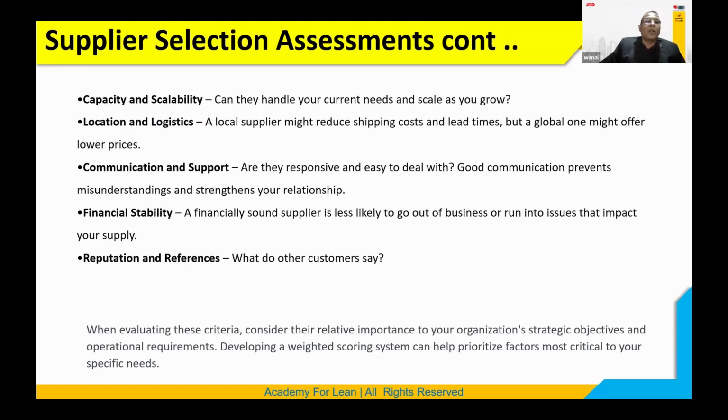Apart from that, basically you can look at capacity and scalability, location and logistics, communication and support, how their communication is. Sometimes they don't have someone to communicate. They're very poor in communication. Maybe language barriers, maybe they don't have someone there to coordinate. The financial stability and the reputation and references. Basically, you need to check with your other customers what they feel, how they feel, what is the background of their relationships in history. So those are the other aspects you can look into, right?